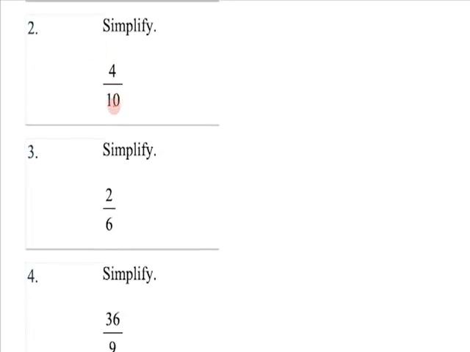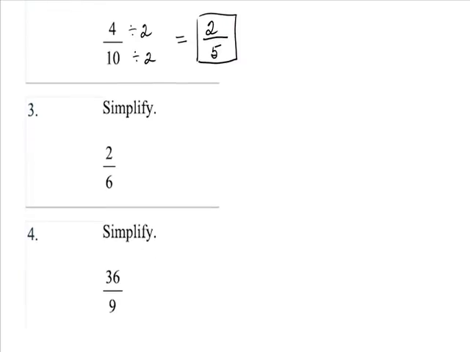Let's look at 4 over 10. Now 4 is not a common factor. 4 does not go into 10 evenly, but they are both even. So I know that I can divide both of them by 2. I use my divisibility ideas. So 4 divided by 2 is 2, and 10 divided by 2 is 5. That fraction is simplified, reduced to lowest terms.